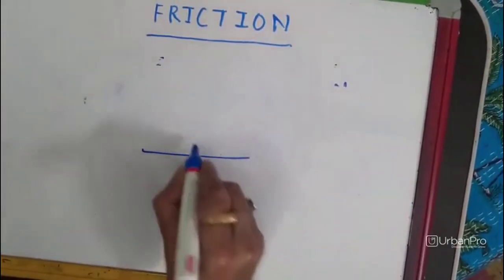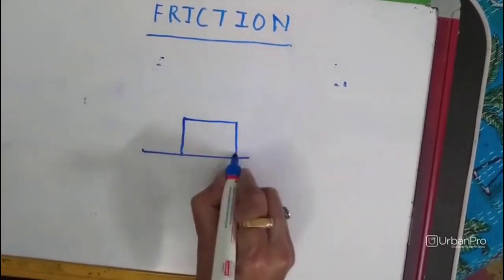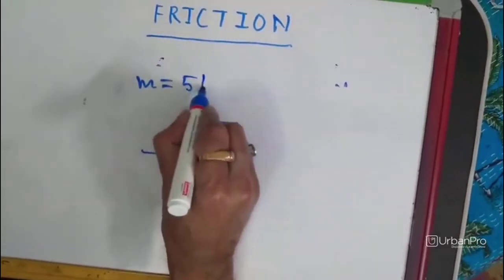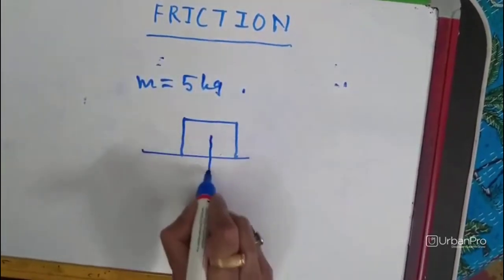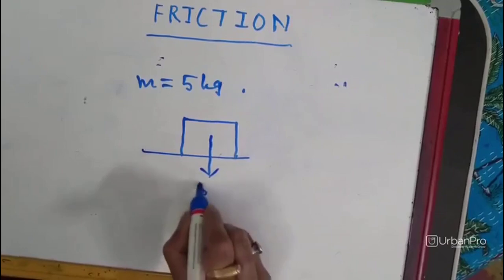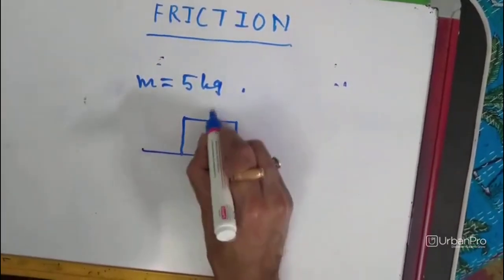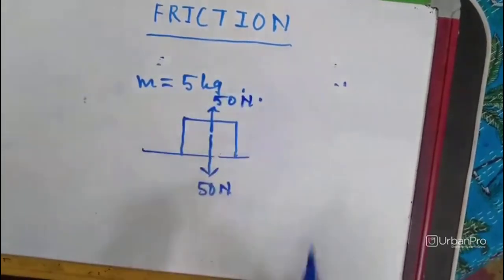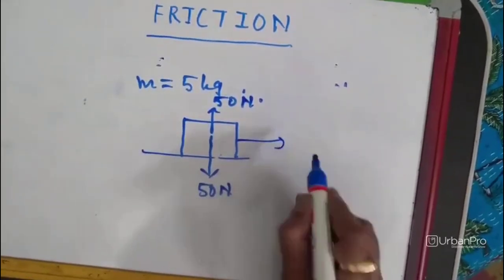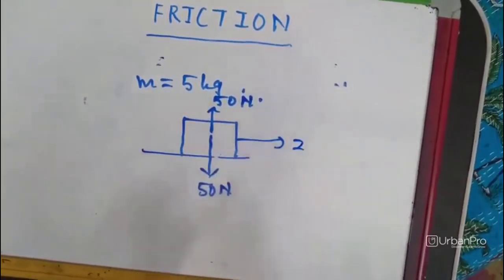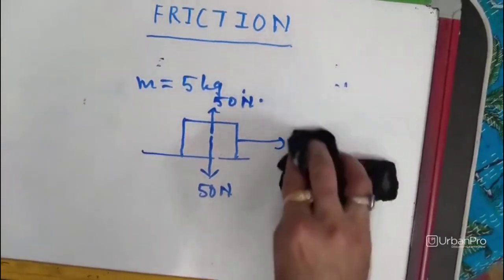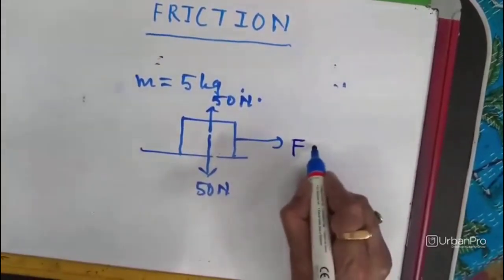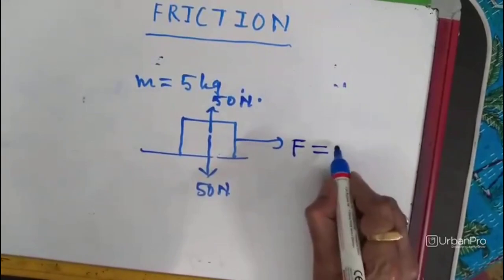So supposing this is a 5 kg block, so mg is equal to 50 Newton. Normal force exerted by the floor on the block is also 50 Newton. You are being asked to pull it with an external force, and students, external force is always denoted as capital F.